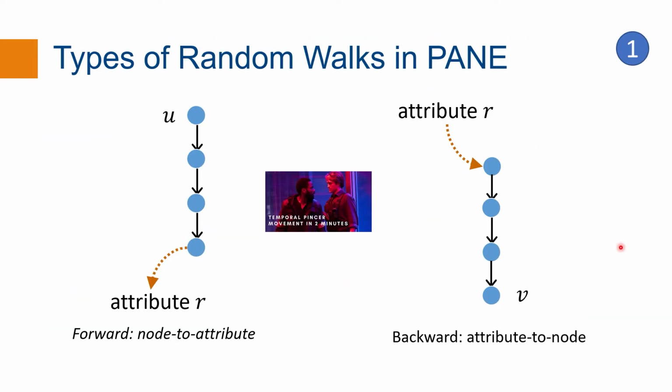First, let's take a look at the random walks in the proposed method PANE. There are two types of random walks. The first type is to move forward. This goes from a node to an attribute. The second type goes from an attribute backward to a node.